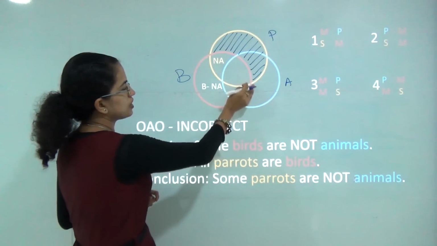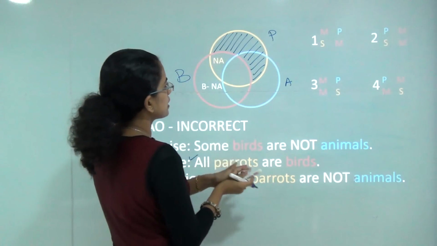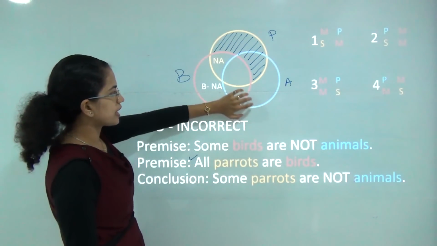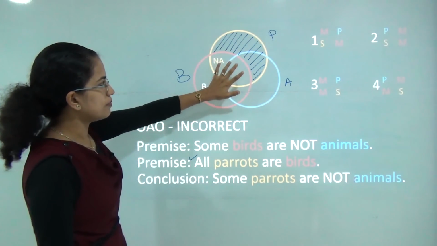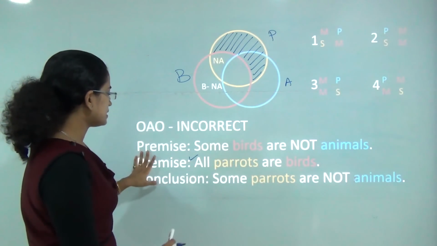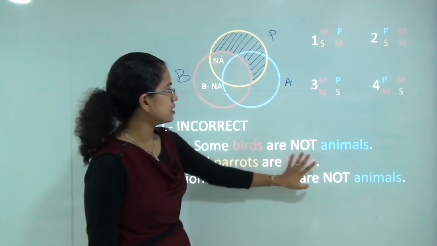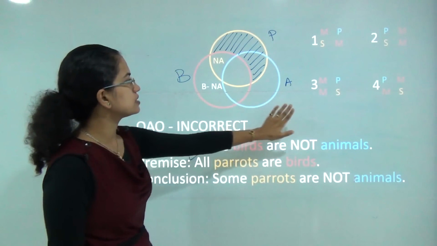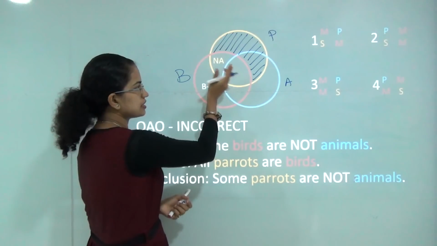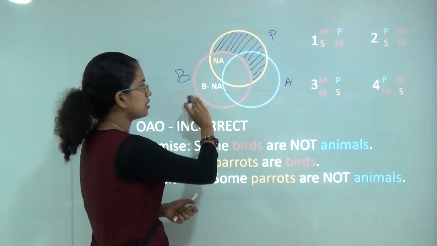Now I have removed this region, so I can say this region does not exist in my study. Now can I say all parrots are birds? That comes to be true. Now my second premise is some birds are not animals. So these are birds, these are animals, and there are some birds which are not animals. So outside this region, everything, I can say some birds are not animals.